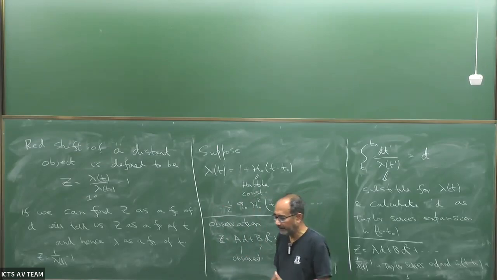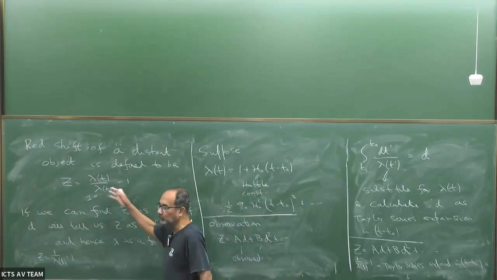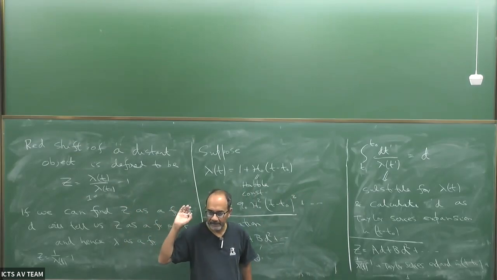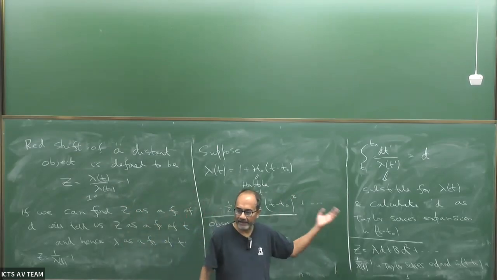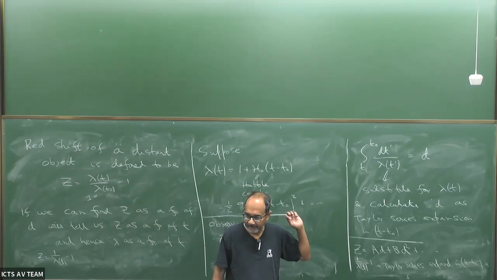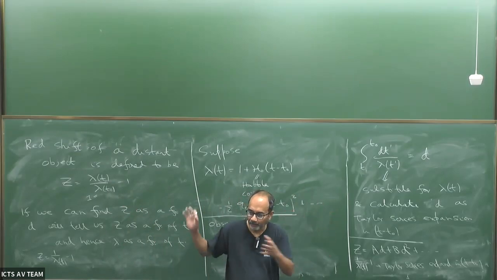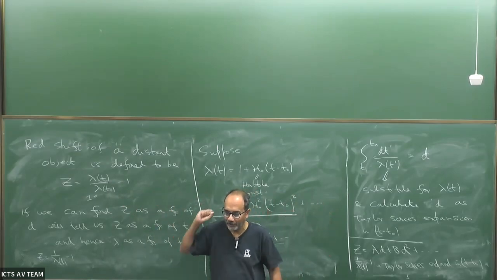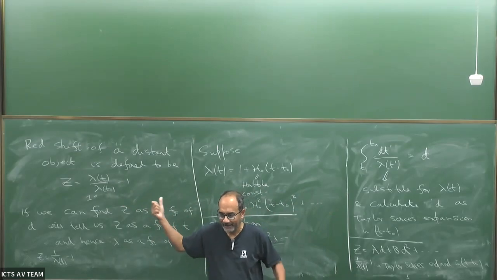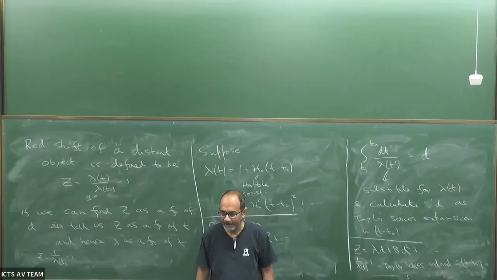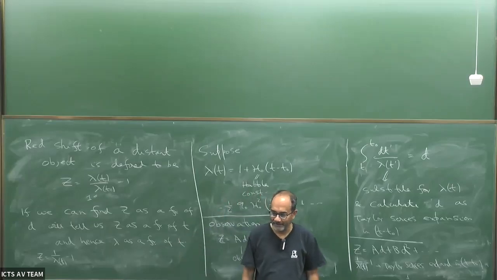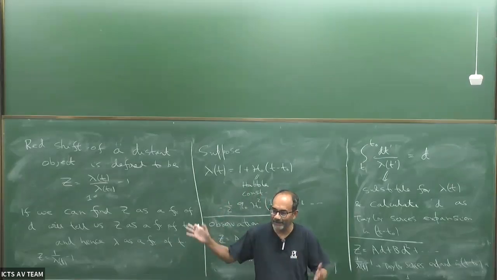Or let me put it this way: suppose you knew lambda as a function of t. Then we could work backwards and find Z as a function of t. So you assume some form of lambda as a function of t, and you see if Z as a function of d comes out correctly. If it doesn't, you change that, and you see again if Z as a function of d comes out correctly. Of course, this is not the way you actually do things, but in principle, this is the way you could do it.